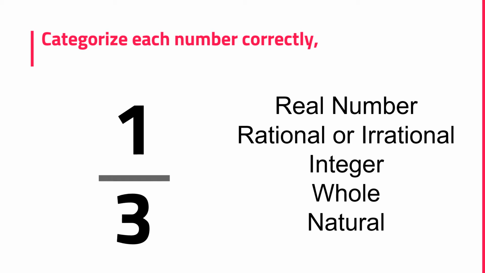1/3. 1/3 is a real number because that's your free answer. Is it rational or irrational? Well, it's rational because look, it's a nice clean fraction. It's nothing crazy about it.